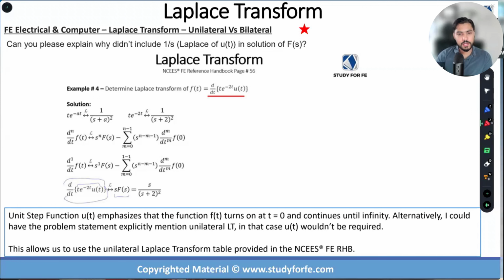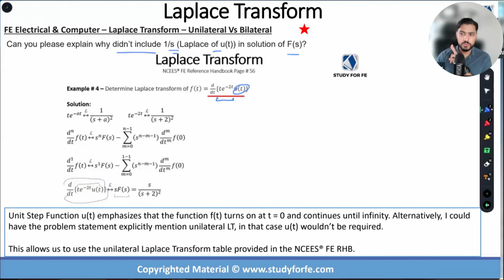I had this question asked by multiple students in my study guide, in my mini exams, in my on-demand course content, and so on. You would see that I repeatedly include u of t, the step function, as being multiplied with a function. Students ask me questions like this: can you please explain why you did not include 1 over s, the Laplace transform of u of t, in the final solution? And I've explained this.